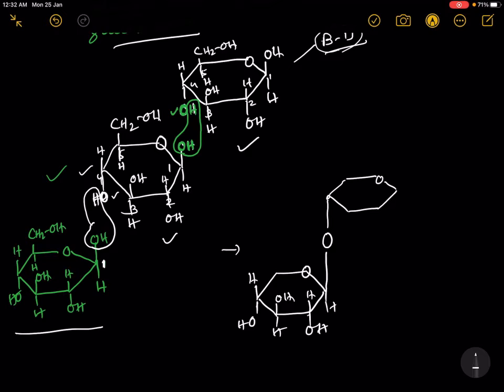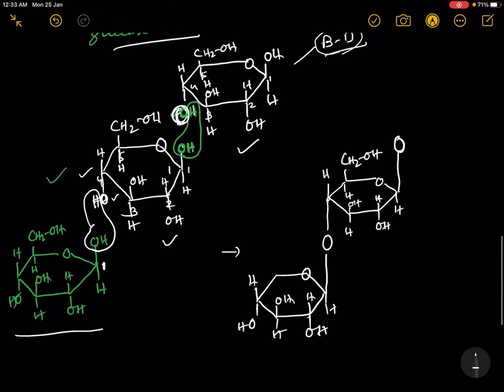Number 4 contains H, number 5 CH2OH, at the bottom H, at number 3 OH, H, H, OH, and this number 1 position contains a glycosidic linkage. You see, this O is written over here, and it is connected as its number 1 position.